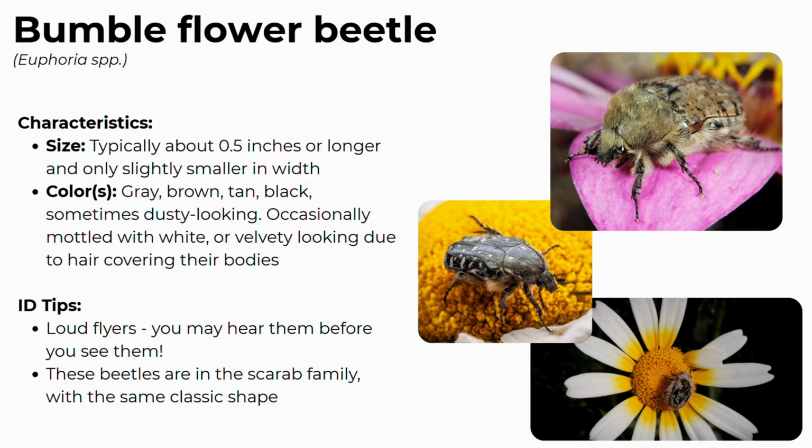Like the Japanese beetle, they belong to the scarab family and have the very distinct scarab body shape. While they might not be the prettiest beetle on our list, their hair can make them effective pollinators, and they should be welcome in our gardens.